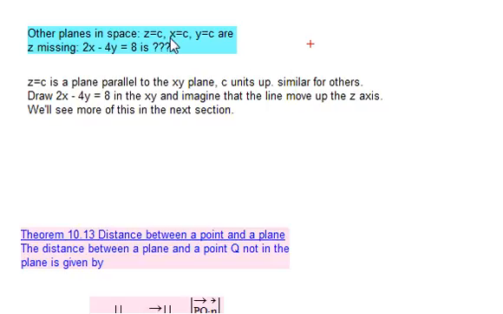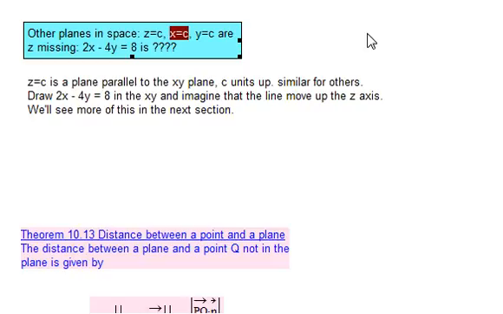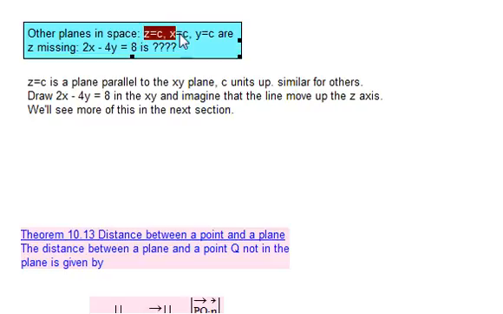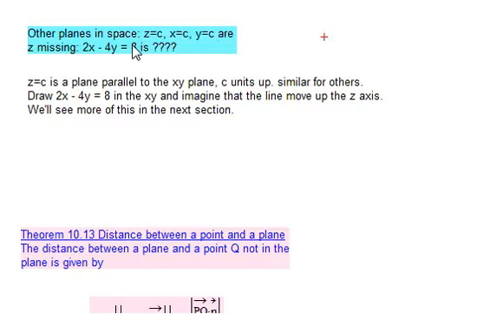Similarly for the others, x equals c is a plane parallel to the yz plane, but c units above it or below it, depending on the value of c being positive or negative. Y equals c is parallel to the xz plane, and so that's a pretty good explanation of all these. I hope that's good for you.